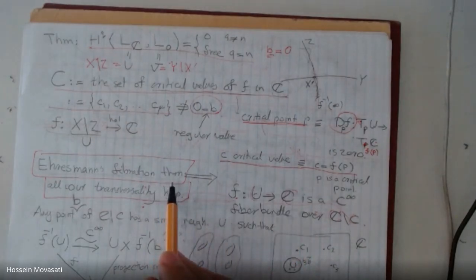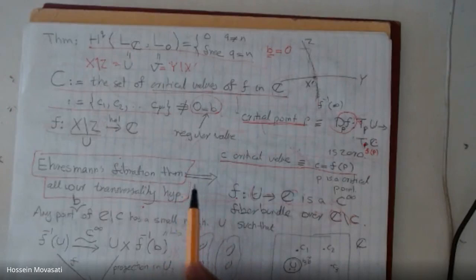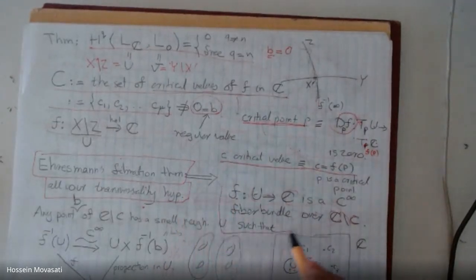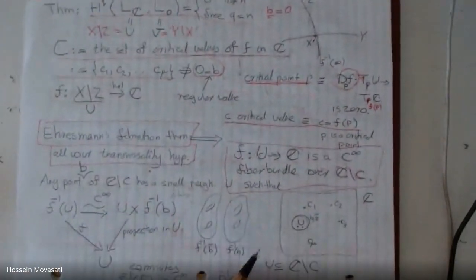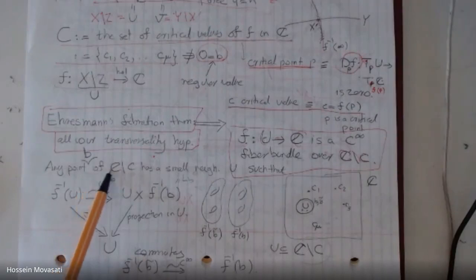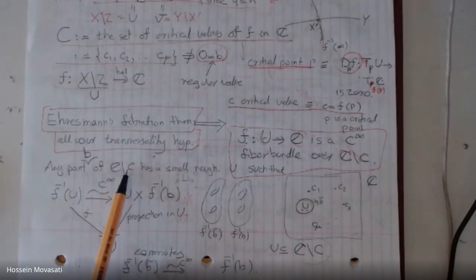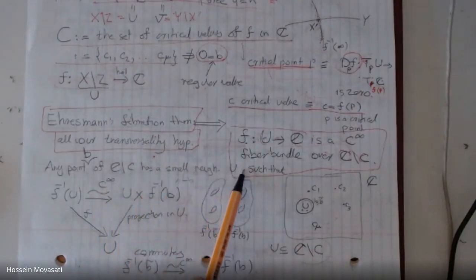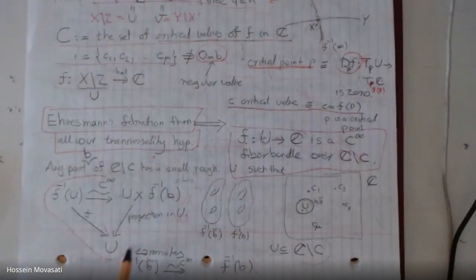In the classical Ehresmann's theorem, we have compactness, compact fibers, properness, and so on. Next year I will come to this theorem. But for now, I want just to say what this implication is. It is as follows. For any point b, a regular value, which is in C minus the critical values, it has a small neighborhood U such that we have this diagram.